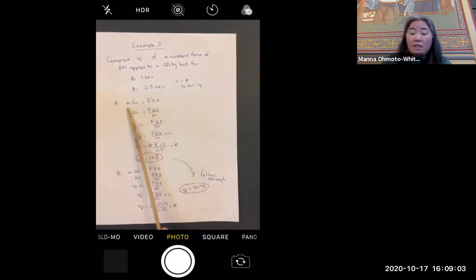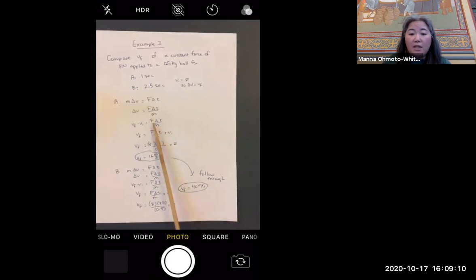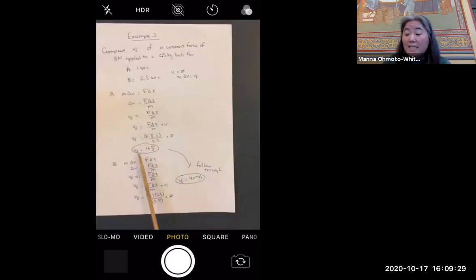So F delta T is equal to M delta V. Right now I'm solving for my delta V. So I divide both sides by M, and I get F delta T over M is equal to VF minus VI. So I solve for VF because I'm looking for my final velocity, and I get VF is equal to F delta T over M plus VI. And then I plug in my numbers. And I find that if I apply my force for 1 second, the final velocity on my 0.5 kilogram ball is going to be 16 meters per second.